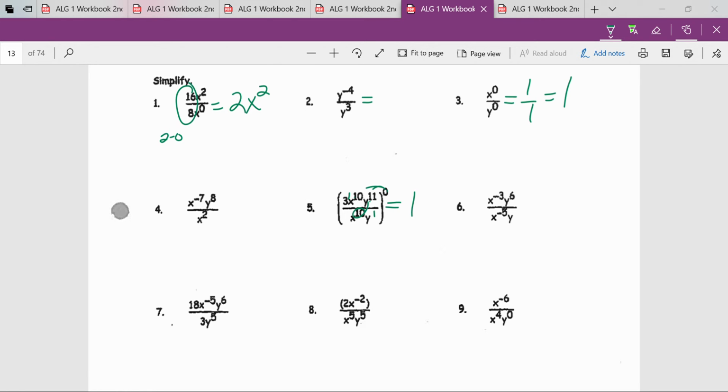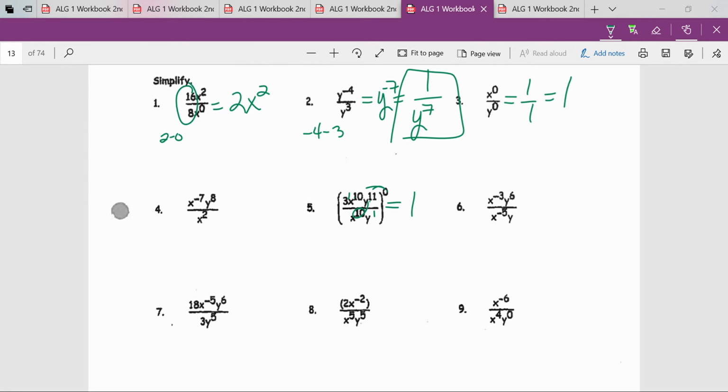We have another division. We have y to the negative 4 and y to the 3. So we subtract the 3, the one that's on the bottom. What's negative 4 minus 3? Negative 7. Remember, if I have a negative, this is from Friday, it tells you I don't belong here. I belong on the opposite side of a fraction. So you make a fraction and you move that to the bottom, and now it's positive.